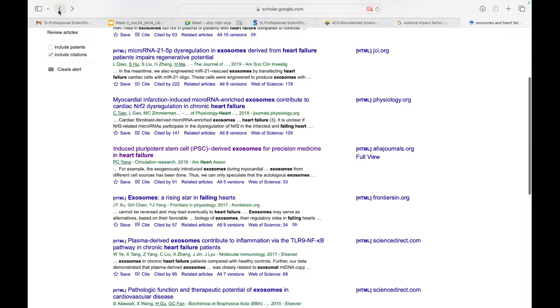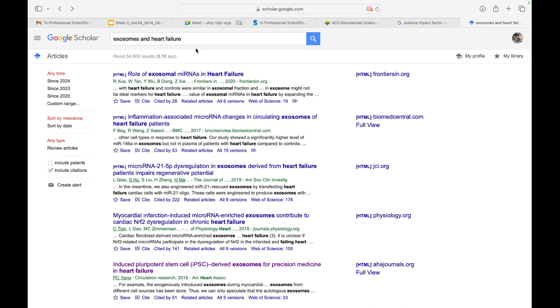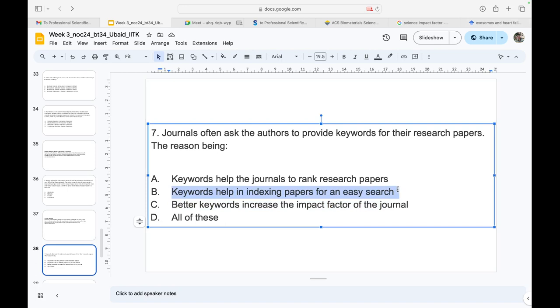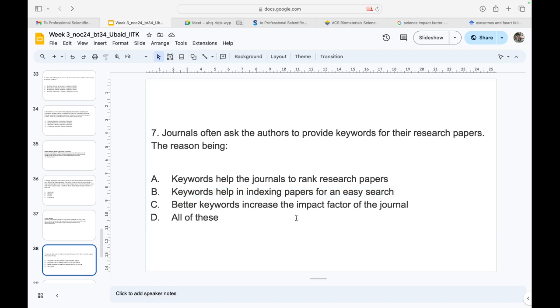But when you search, what is the role of these keywords? The role of these keywords is that they help the search engine. If you write some other words here, and those words are not in your title but they are in the keywords, your paper will appear in the search because of the keywords. So the purpose of the keywords is to help in the search. So this is the importance of the keyword. You have to use the proper keywords so that it can be searched. So this is the answer.